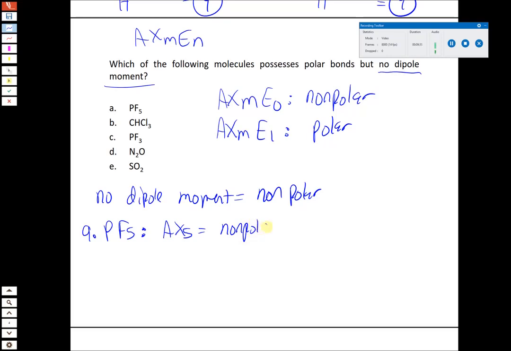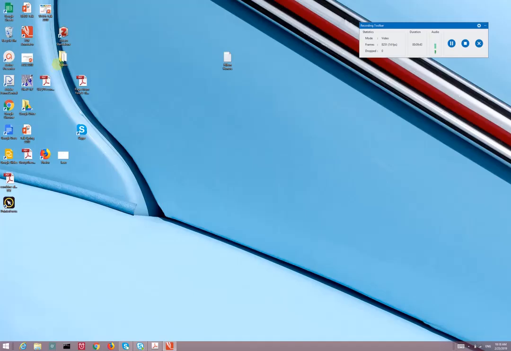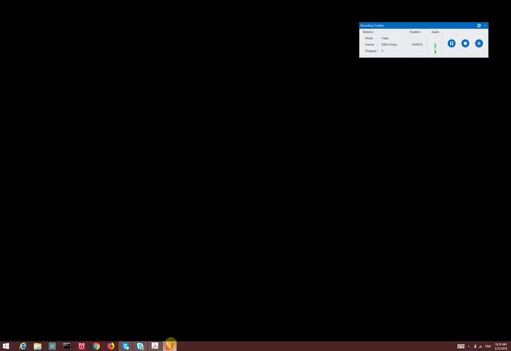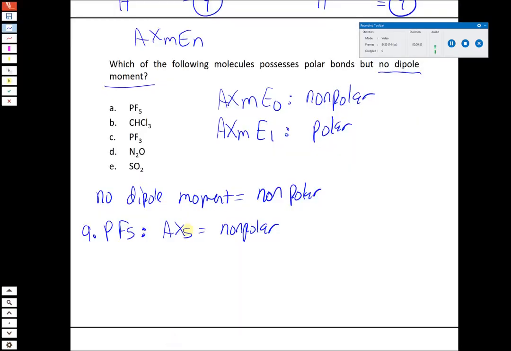Again, any of the structures that don't have lone pairs on the central atom, with one type of atom bonded to it, in this case fluorine, would be nonpolar. And the bonds are polar because there is still an electronegativity difference between phosphorus and fluorine. Remember on the periodic table we have phosphorus here, fluorine up here, so there's a significant difference in electronegativity between the two, but all of the bond dipoles cancel out whenever you have one of these AXn structures with no lone pairs.